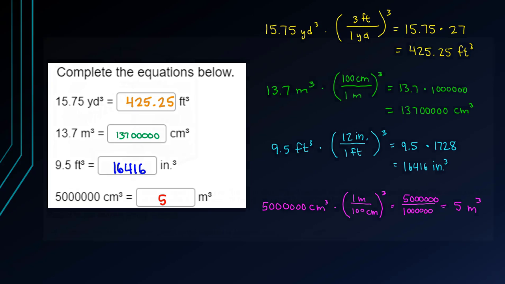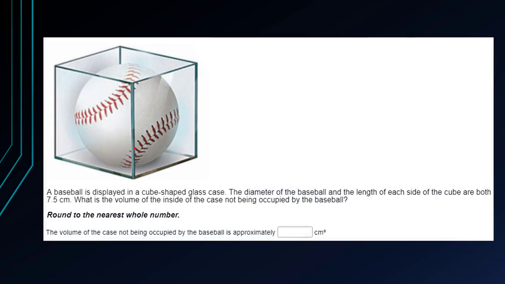In the last example, you're given that you have this baseball in a cube-shaped glass case. The diameter of the baseball and the length of each side of the cube are both 7.5 centimeters. So we know each one of these edges here is 7.5 centimeters, and that this ball is basically touching all 6 faces of this cube. But as we can see here, the ball does not take up the entire space inside of this case.